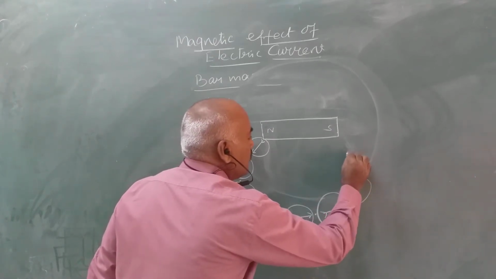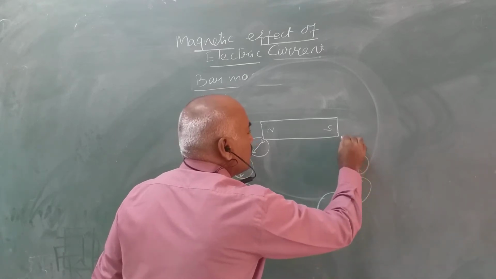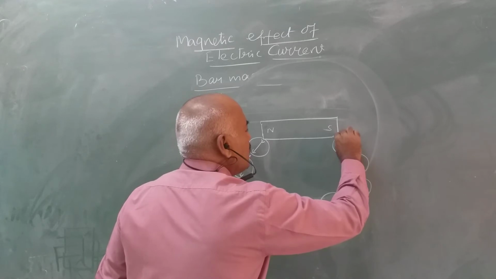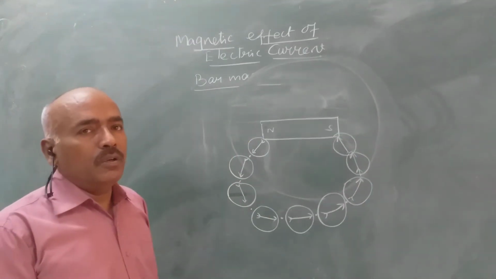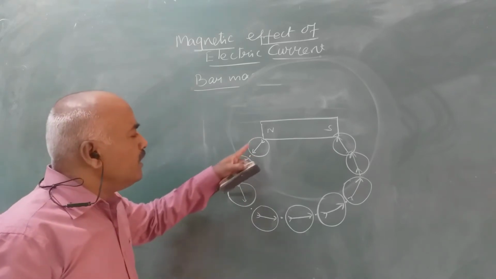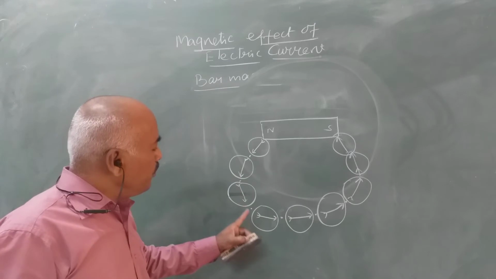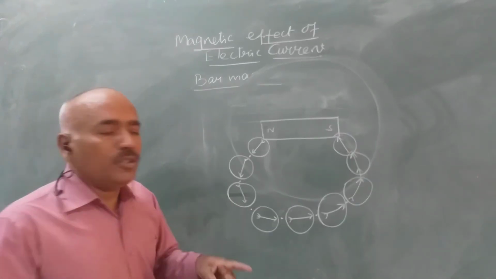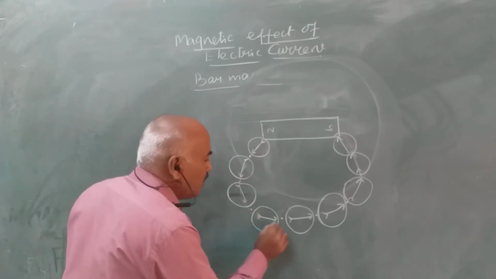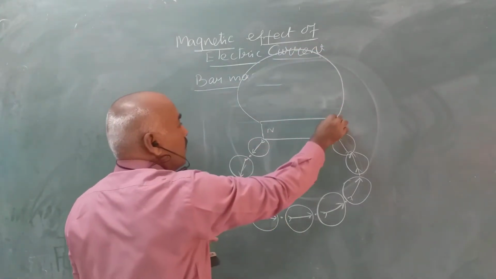Finally, it is reaching this point. In this way, it reaches the end. So this is how we are drawing the line by using the compass needle. We are putting the points. Now, by removing the compass needle, if we join all the points, we will get such a kind of line.